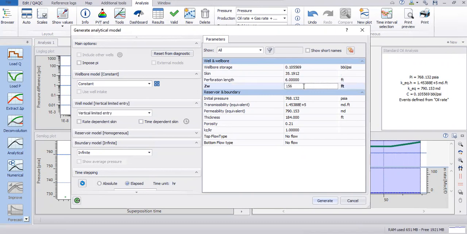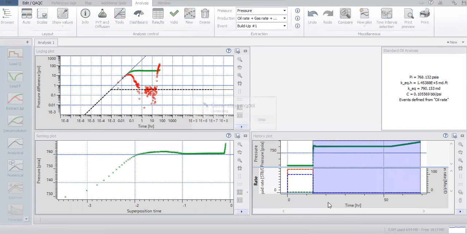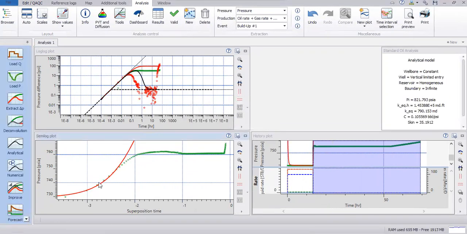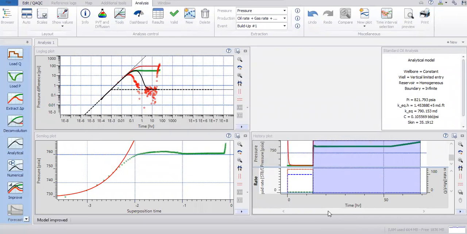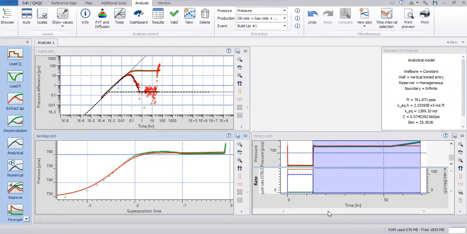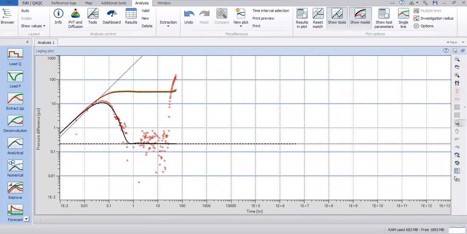Okay, and then let's try this one. Okay, and let's just improve. It should be easy. Yeah, it should be easy. And I think we got it.